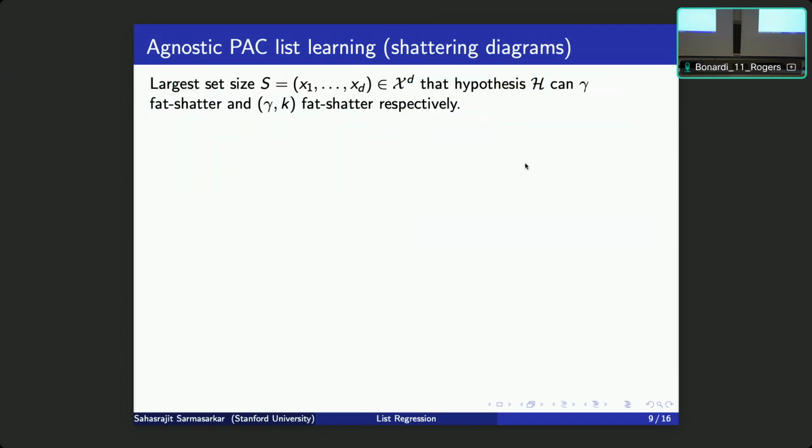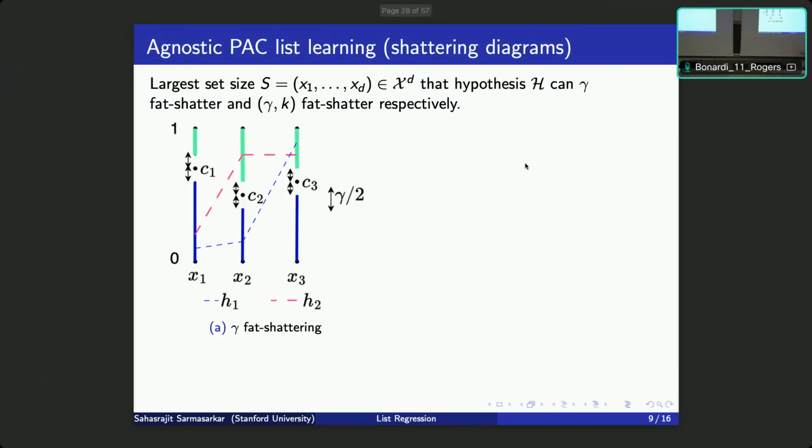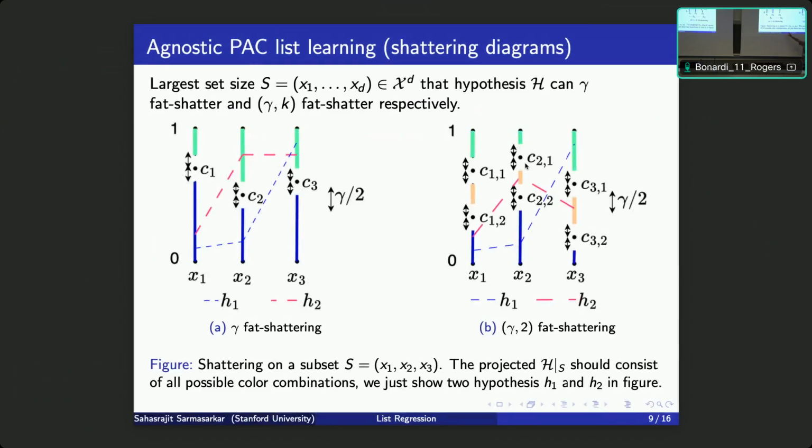Now let us go to the definitions of these dimensions. As often, these dimensions are defined in terms of the largest set that can be shattered. A diagram can explain this very well. For fast shattering, there should exist C1, C2, C3 such that you have all possible color combinations of hypotheses. Basically, a set S is shattered if the projected class H on S consists of all possible color combinations. So you should have all possible color combinations in fast shattering.